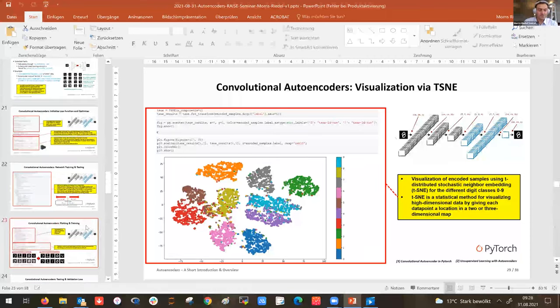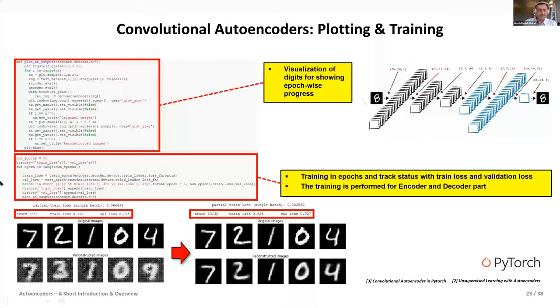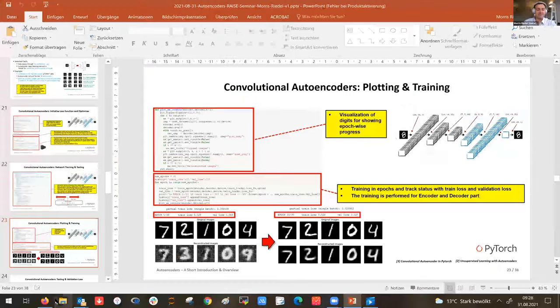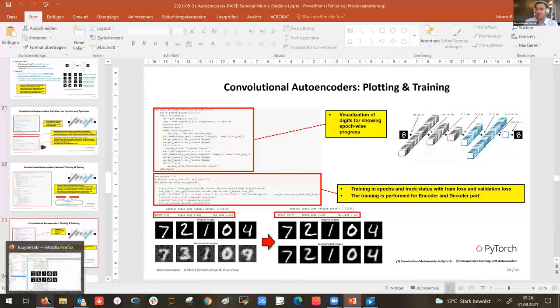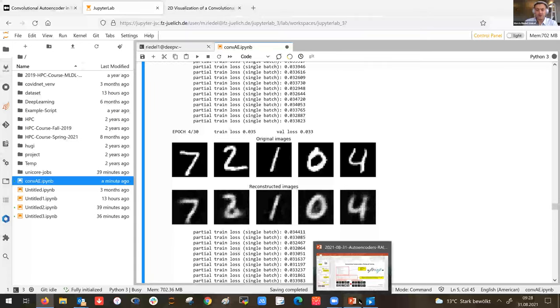We have then really good representations or reconstructions at the end. This is basically the result that would happen after 30 epochs. This is something we cannot wait for now, but you basically have the script freely available. I encourage you to reproduce it, maybe change to your own images if you want to learn more about autoencoders.